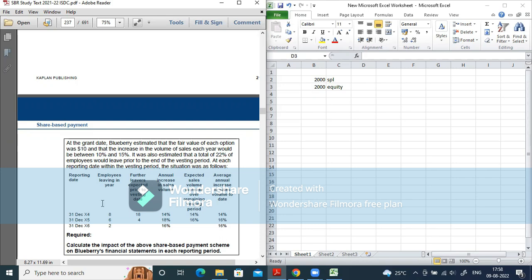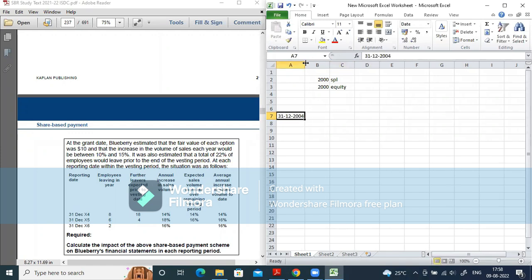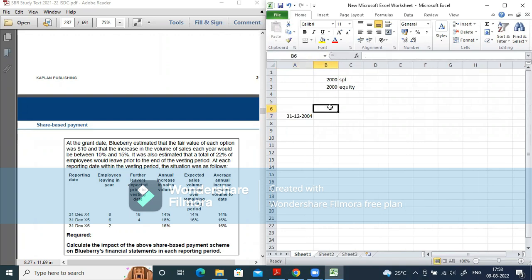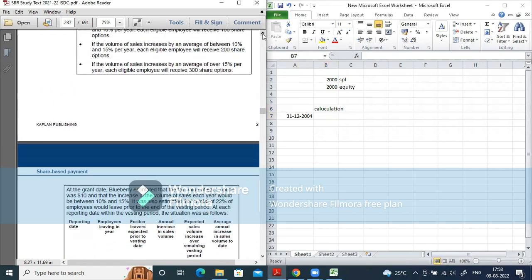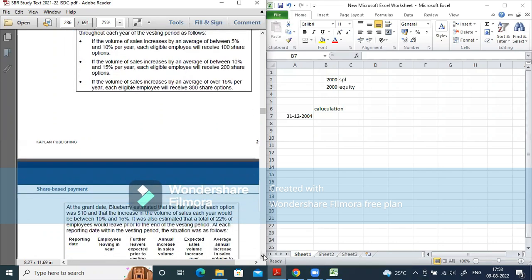You can see these particular conditions. So first we'll compute for 31st December 2004. How many employees do we need to take? Actually, total employees are 200. So for 31st December 2004, how many employees should we consider?